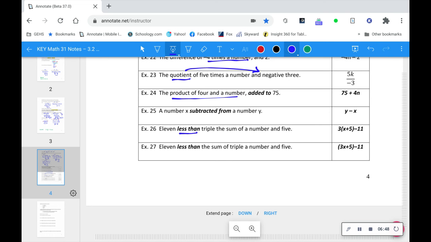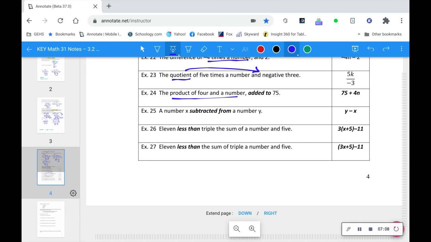Less than is also a reversed operation, so this 11 will go behind the less than sign, or the less sign. Less than is a minus sign. A lot of people will put this instead. That is not less than. That is less than. They're really close to each other.